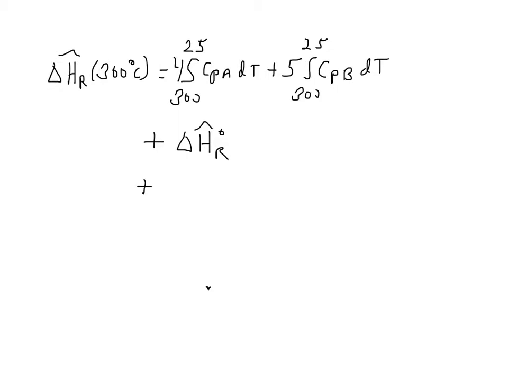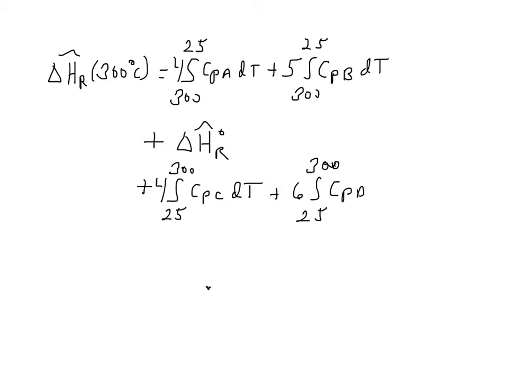And now I'll add the sensible heat changes of the products. There are 4 nitric acids, going from 25 to 300, the integral of CpC dT, plus 6 times the integral from 25 to 300 of CpD, the water, dT.